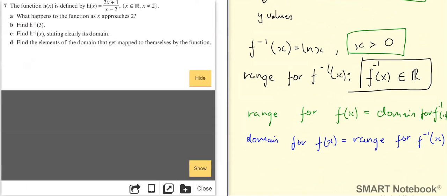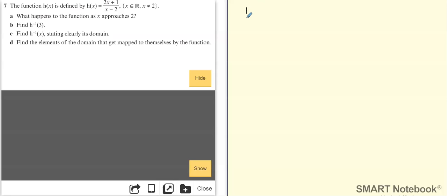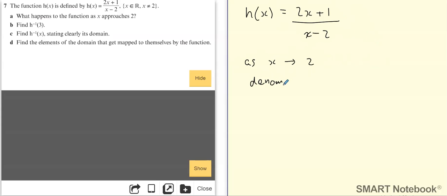Right, can you have a go at h of x equals 2x plus 1 over x minus 2. As x approaches 2, the denominator is approaching 0. Does that make sense? Are we happy with that statement there?